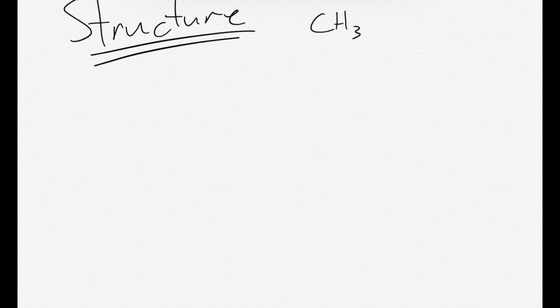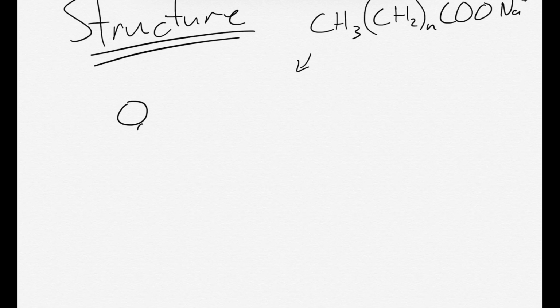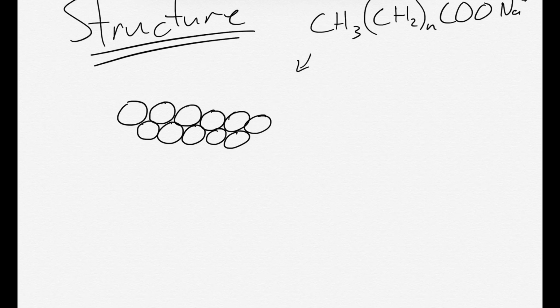Next, we're going to talk about the structure of soap. So, soap starts out with a carbon atom and 3 hydrogen atoms bonded together. Then, it's going to be made up of an n number of carbon and 2 hydrogen atoms in a long line. And at the end of that long line is going to be a carbon and 2 oxygen atoms that are going to create a negative charge and an ionic bond with a sodium atom.